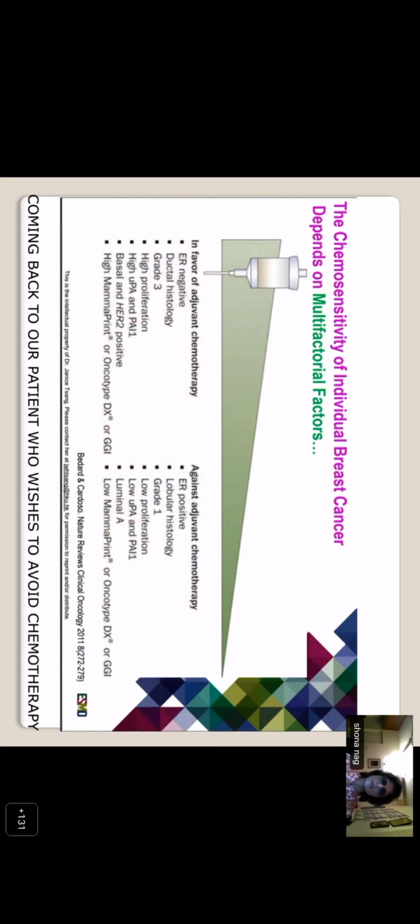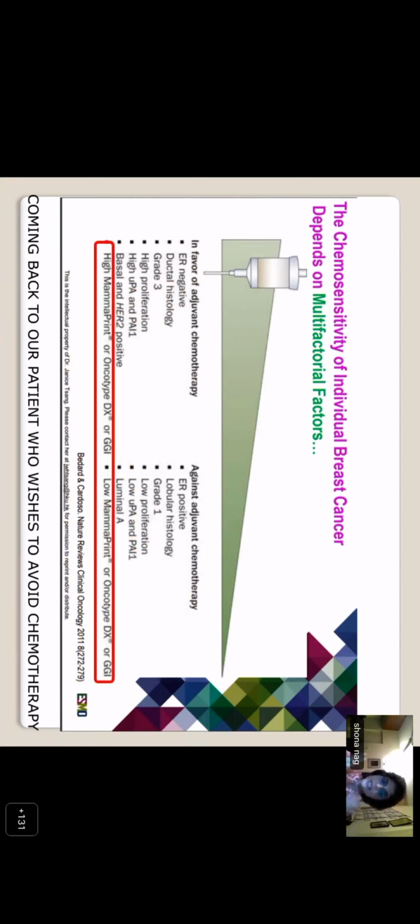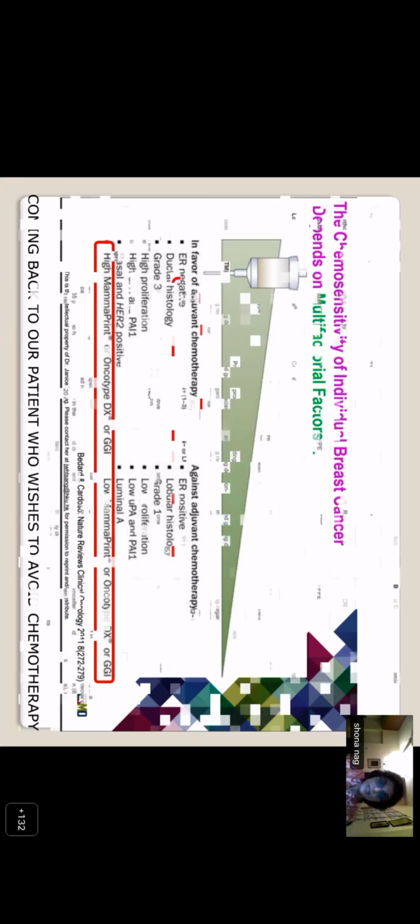So what does chemosensitivity depend on? In favor: more ER negative, ductal, high grade, high proliferation, HER2 positive, basal type, they do very well with chemo. ER positives, lobular, low grade, low proliferation, luminal A's, they really don't benefit much. But more than that, we have genomic tests today. We have Oncotype DX or MammaPrint, which give us more information if there is a mixture of both these factors, which can exist in a single patient. So let's go back to the patient who wishes to avoid chemotherapy.